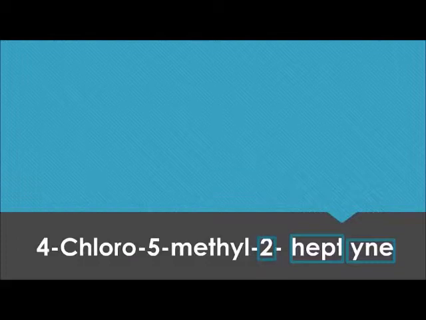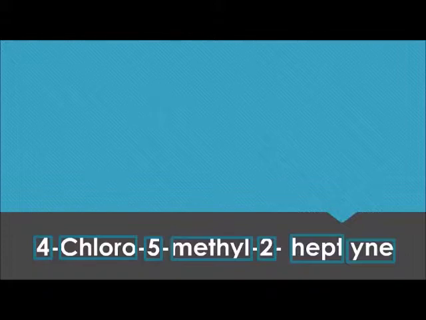indicates where the triple bond is going to be found, "methyl", which indicates we have an alkyl group, number 5, which indicates the number of the carbon on which the methyl is going to be found, "chloro", which means we have a halogen, and the 4, which indicates where the halogen is going to be written.